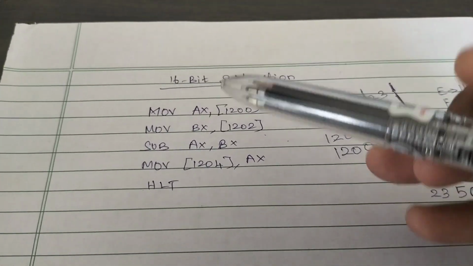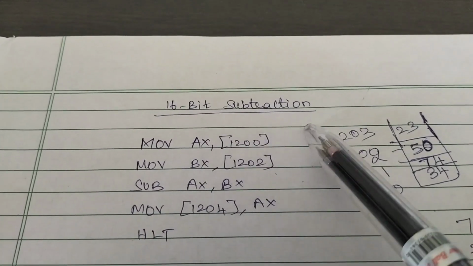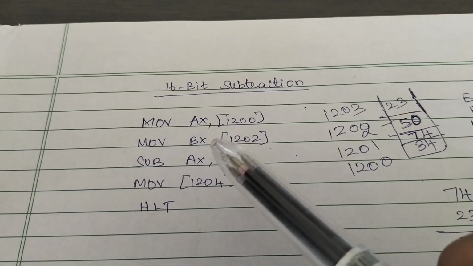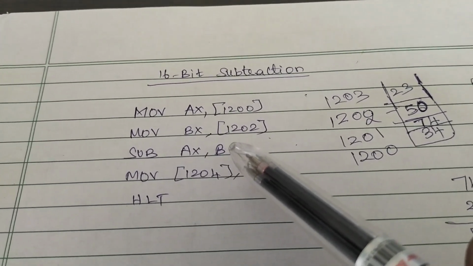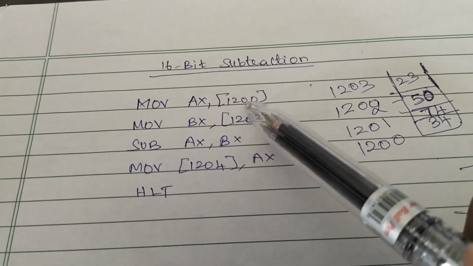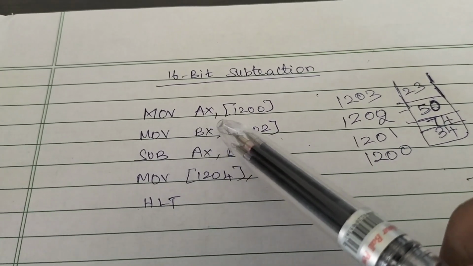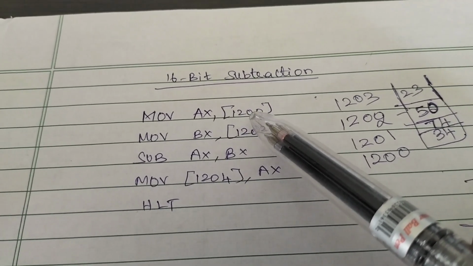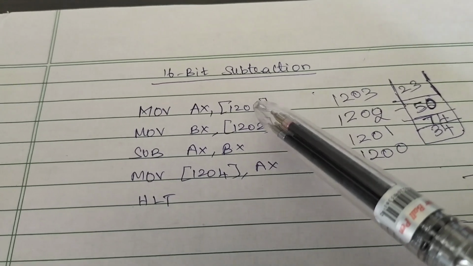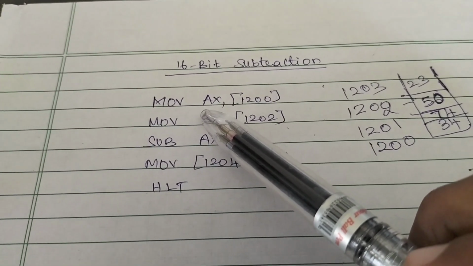Hello students, today we are going to see 16-bit subtraction in 8086 and also we are going to execute the same by using the 8086 kit. So what is the first instruction? MOV AX, [1200]. Whatever data is available at address 1200, we are going to move to the AX register.